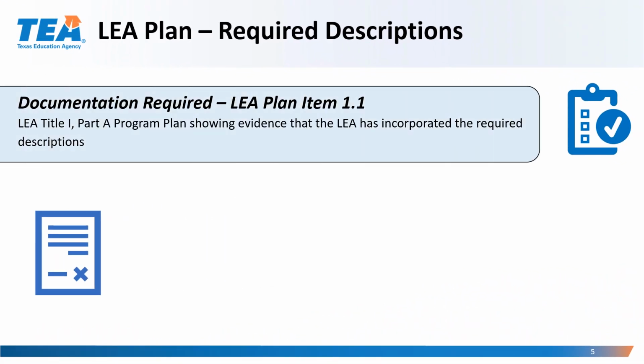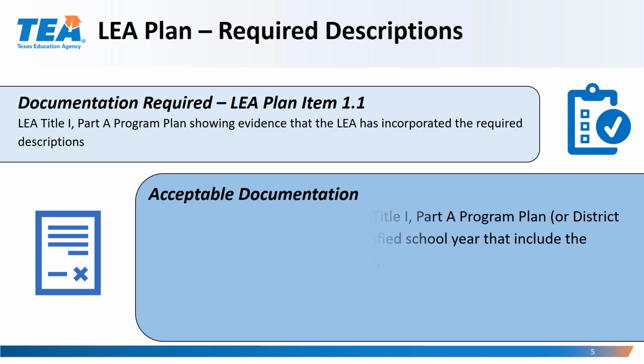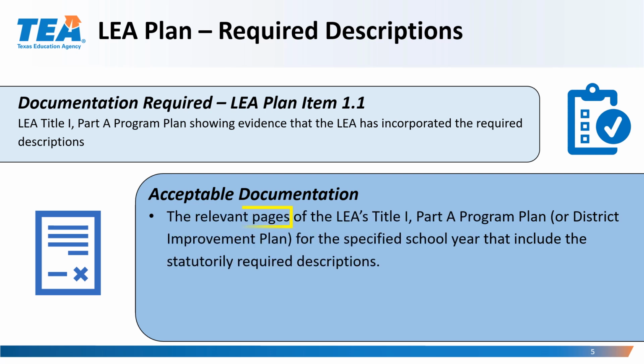For item 1.1, the selected LEAs must submit evidence showing that the required descriptions have been incorporated into the LEA plan. Acceptable documentation for this would include the relevant pages of the LEA's Title I Part A program plan for the specified school year that includes the statutorily required descriptions.